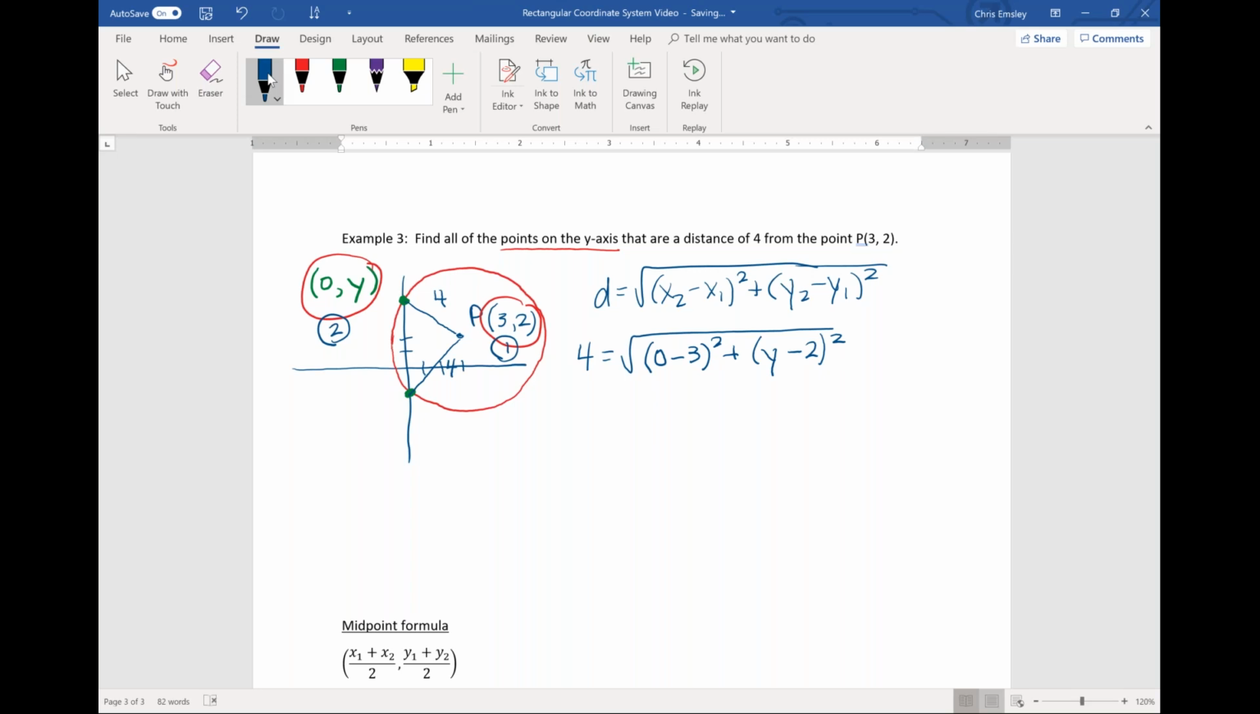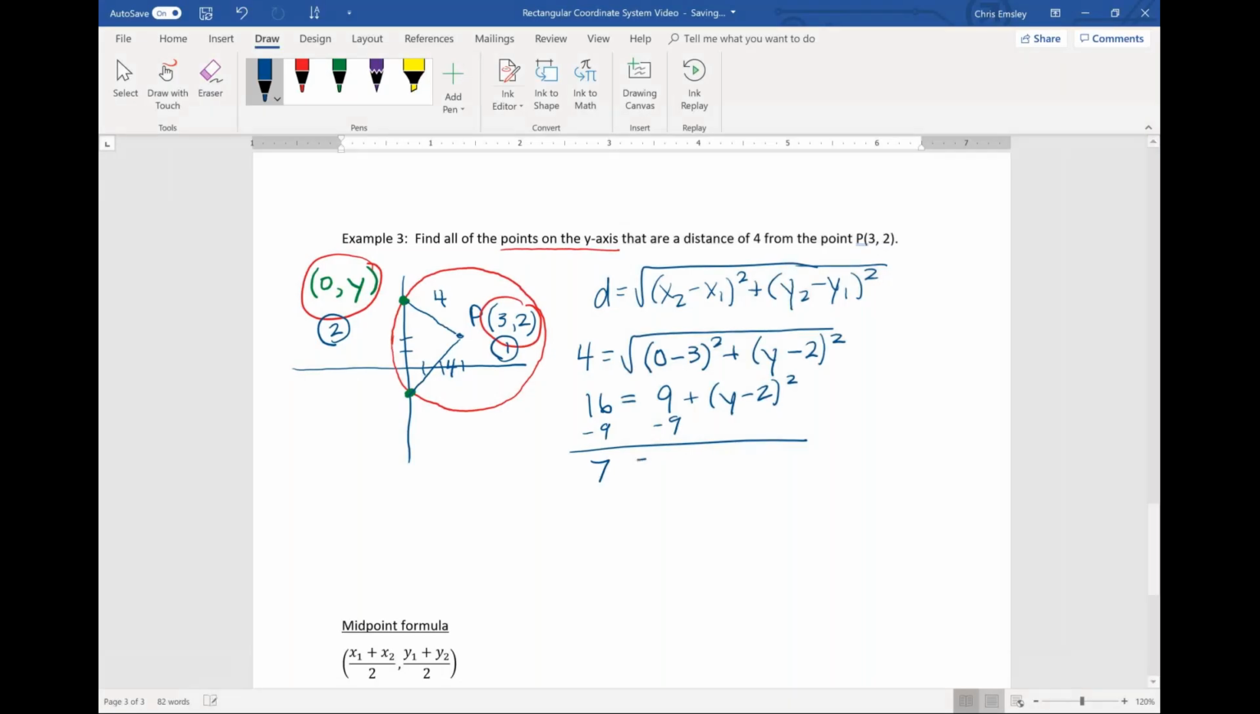From here, the solving technique is exactly the same as the last problem. We can square both sides. And I'm also going to simplify in here when we do that. Then we'll subtract 9 from 16. Sorry, I was looking at my notes. 16 minus 9 is 7.